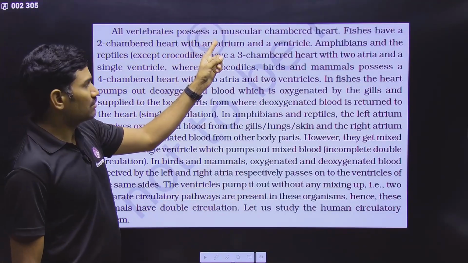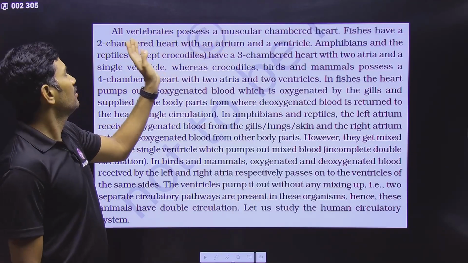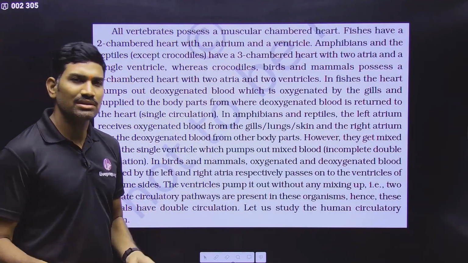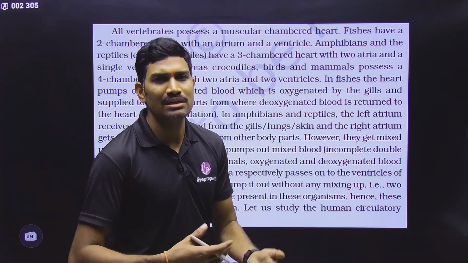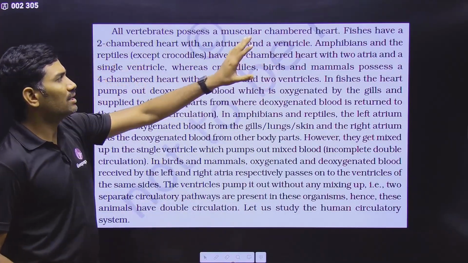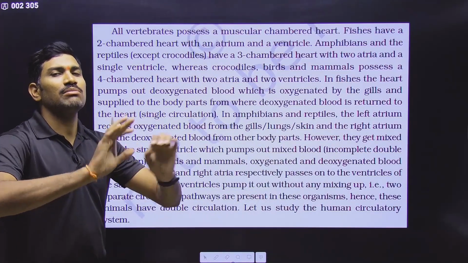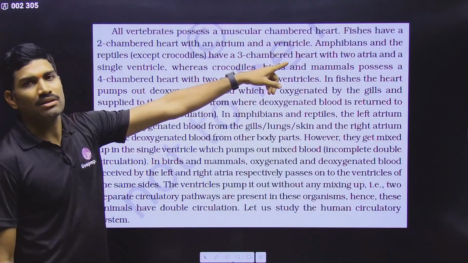All vertebrates possess a muscular chambered heart. It is made up of muscles. Anyhow, we will study more details in the coming lectures. So this heart is made up of muscles, and this muscular contraction is able to pump the blood from the heart.